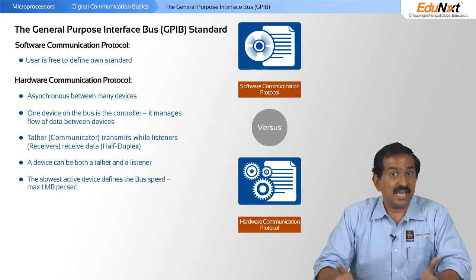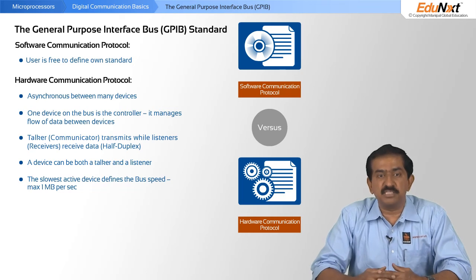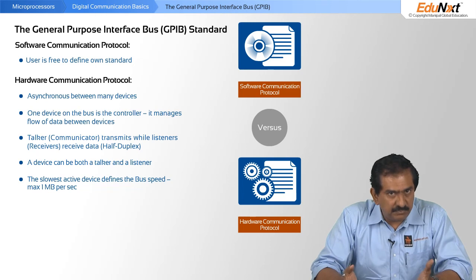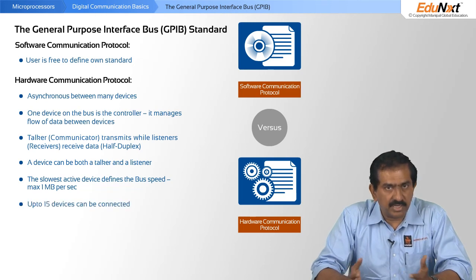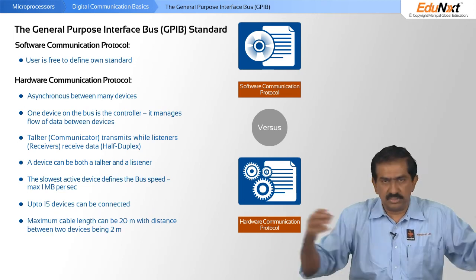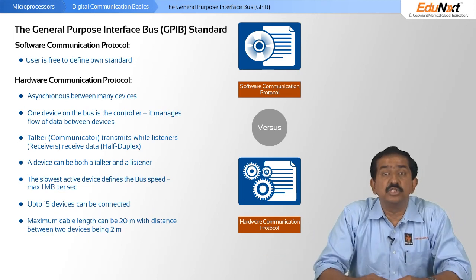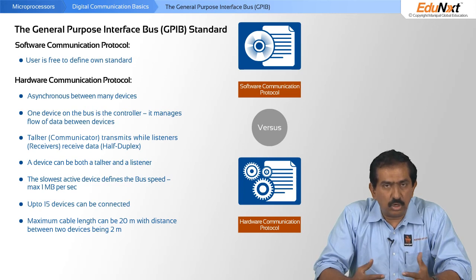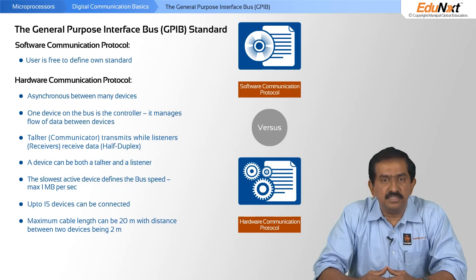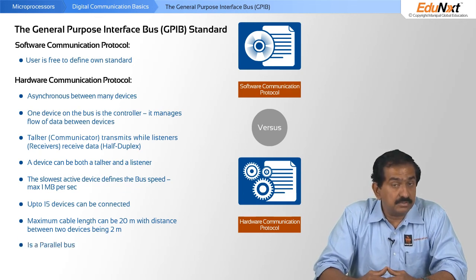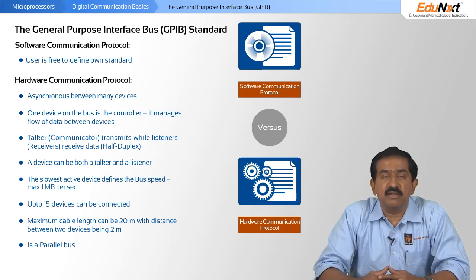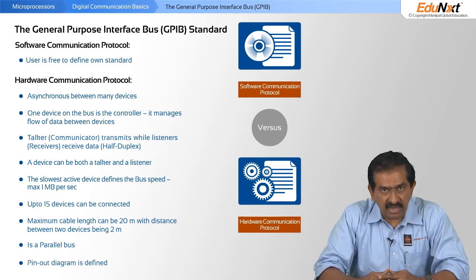The slowest active device on this protocol defines the bus speed, and the maximum allowed is 1 megabit per second. Up to 15 devices can be connected, again defined by the hardware protocol, and the maximum cable length that you can connect all these devices on is 20 meters. So you cannot have more than 2 meters distance between two devices. It is a parallel bus. So the RS-232 was a serial bus. In this case, it is a parallel bus, and of course the pinout diagrams are defined.